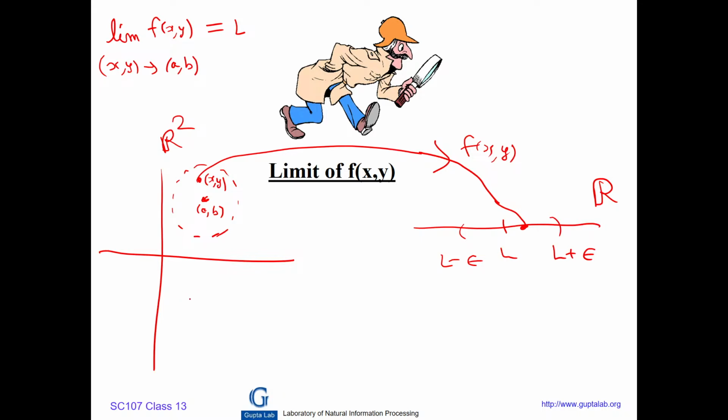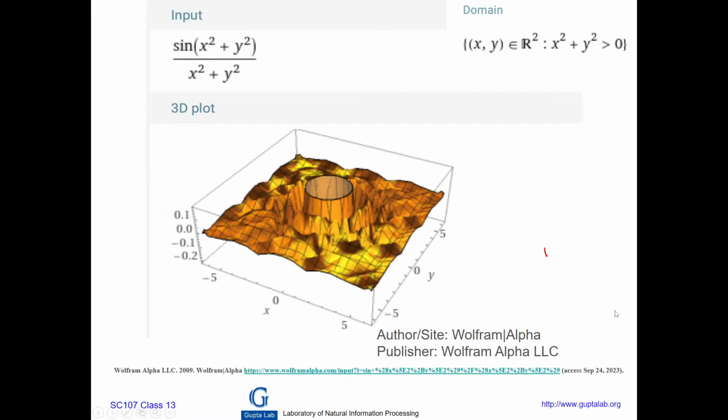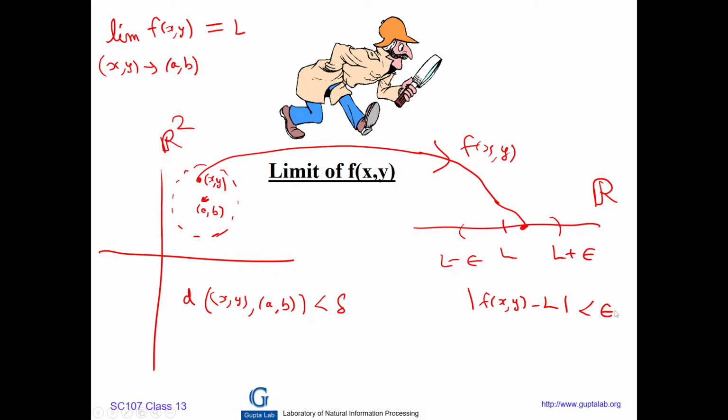So here I say that, in the most generic form, the distance between (x, y) and (a, b) is less than delta, and here mod of f(x, y) minus L is less than epsilon. Right? So again, a definition. Now this distance one can take... so whenever this thing happens, we have this for every epsilon positive.